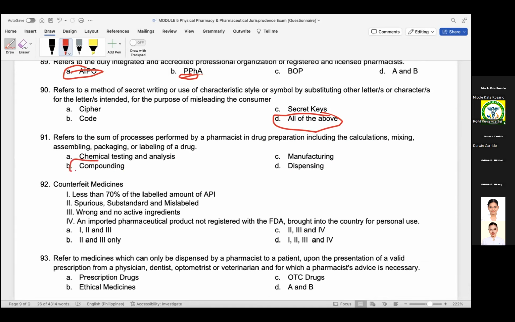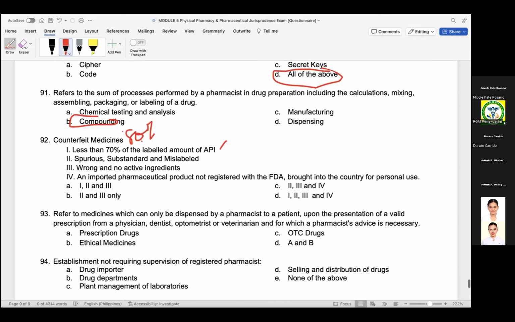Number 92. Definition of counterfeit medicines. Less than 70% of the labeled amount of drug. That is true. 80%, di ba, yung nasa batas. Oh, so, yung 70% is also less than 80%. So, this is true. Ang daming natitrick dito, no? Nagkakamali sila. Kasi dapat daw 80 ito. Ano bang interpretation ng less than 80? Di ba less than 70 din?